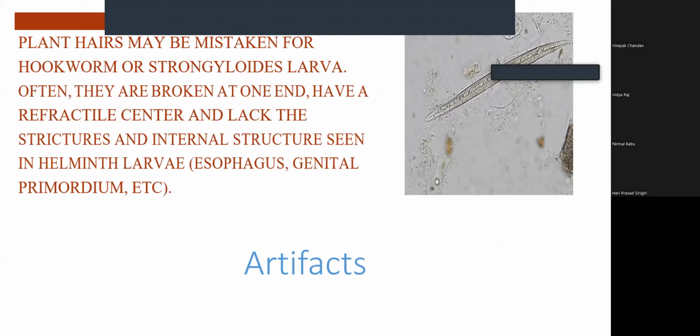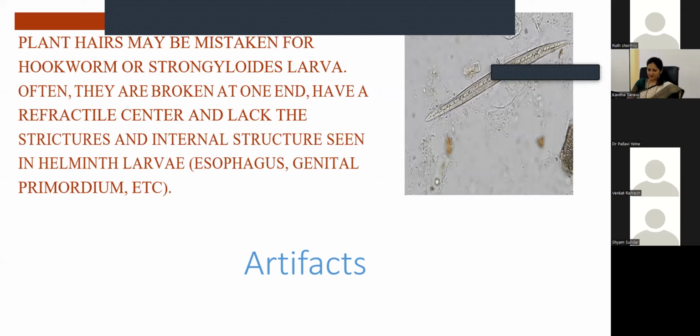Okay. The other important thing is the artifact. Sometimes plant hairs may be mistaken for the hookworm or the Strongyloides larva. Often, if you see, the plant hairs will be broken at one end and have a retractile type of center, and they lack any stricture or internal structures like esophagus or genital primordium, etc. So you have to be very careful, because I have seen some of the newer PGs misdiagnose these plant hairs as larvae.